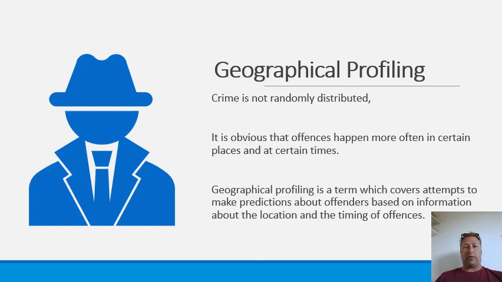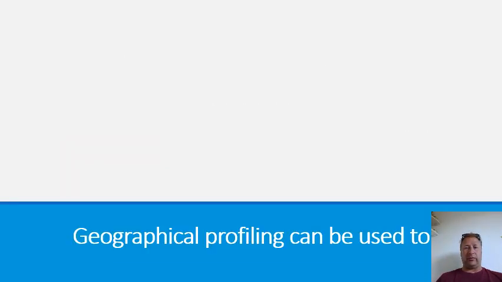So geographical profiling. The idea of this is that crime is not randomly distributed. Okay. Offences happen in certain places and certain times more, and the idea here is that we try and make predictions about the offender based on the information and the location of the offences. So there's loads to this, so you'll see what we're going to go on to do.